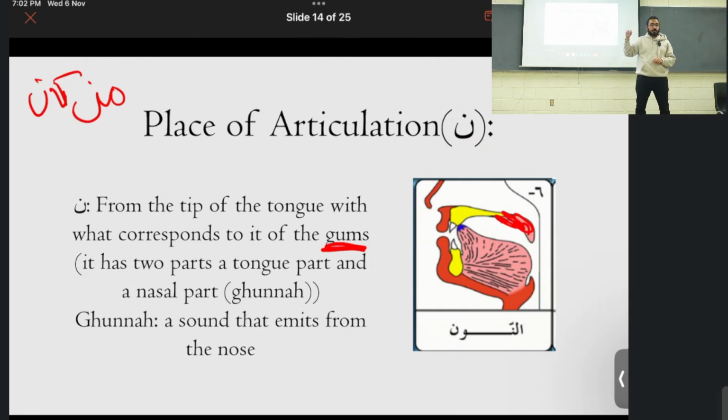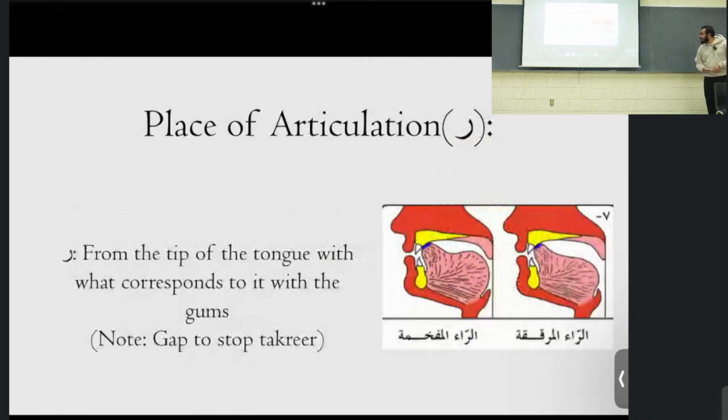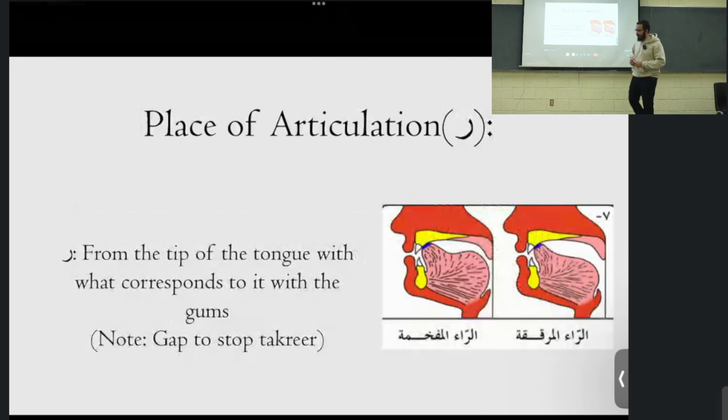Any questions? Okay? This is generally one of the biggest problems people have, so that's why I wanted to spend a decent amount of time with it. Right? Okay. Another big problem. All of these are problems generally. Okay. The explanation is very easy. From the tip of the tongue with what corresponds of it with the gums. Okay?